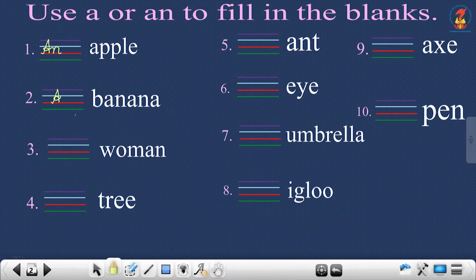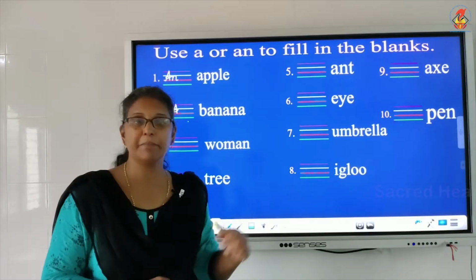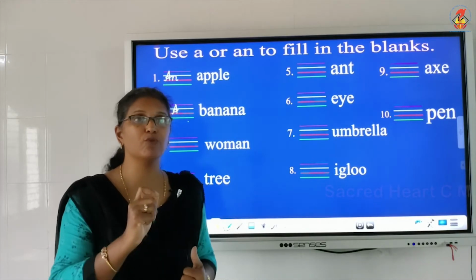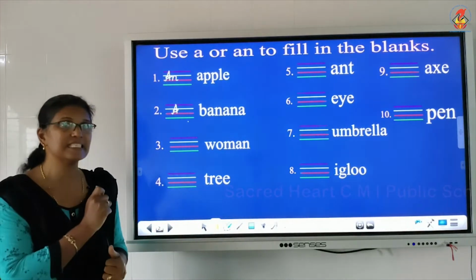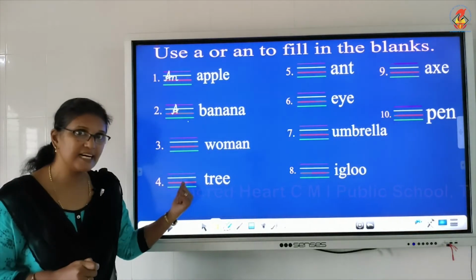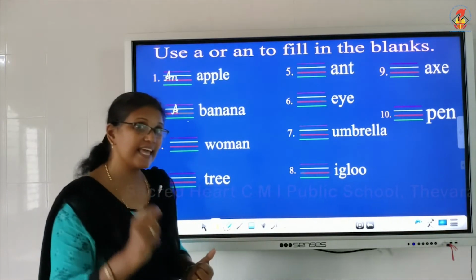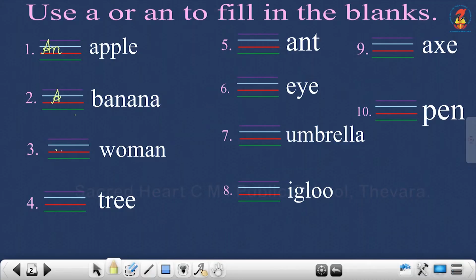Then go to number 3. Woman. It's woman. So if it is more than one woman, we say women. But here we say woman, woo. Woo sound, it is also a consonant sound. So what do we write here? Yes, a woman.